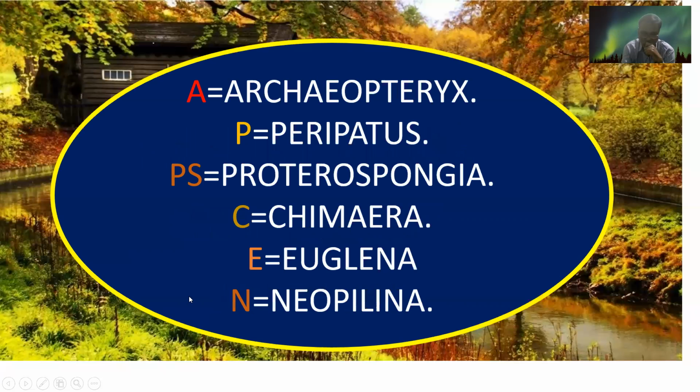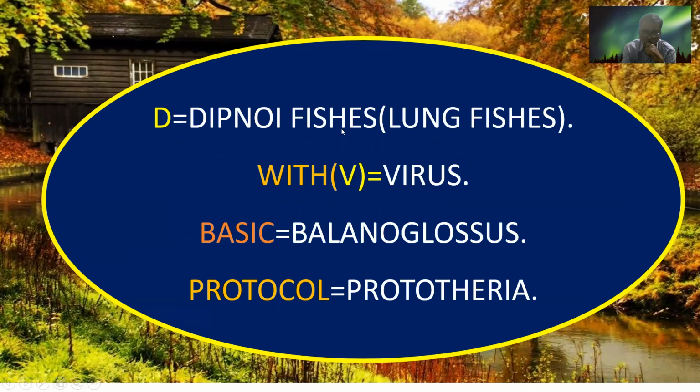Here you can see the mnemonic in a better way. A means Archaeopteryx, P means Peripatus, PS means Proterospongia, C means Chimaera, E means Euglena, N means Neopilina, D means Dipnoi fishes or lungfishes. Pith means, here you are pronouncing V, that's why it is a virus. Virus is a connecting link between living organisms and non-living organisms. And basic means Balanoglossus, it is a connecting link between chordates and non-chordates. Prototheria, it is a connecting link between the reptiles and mammals.